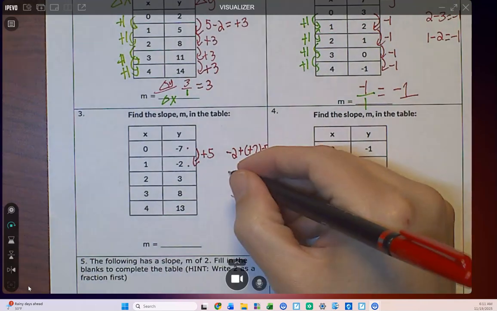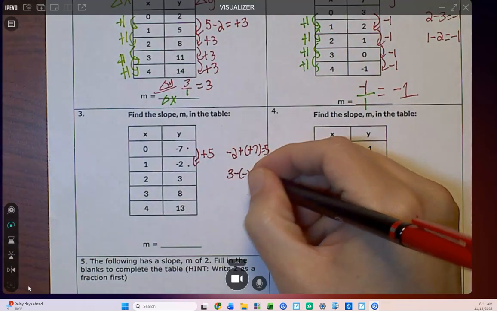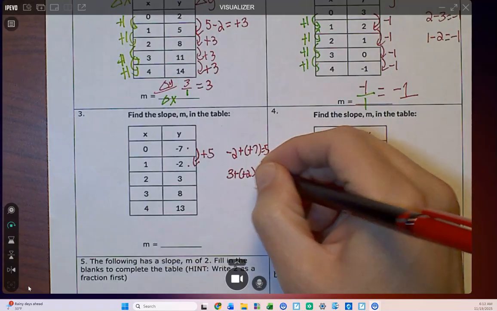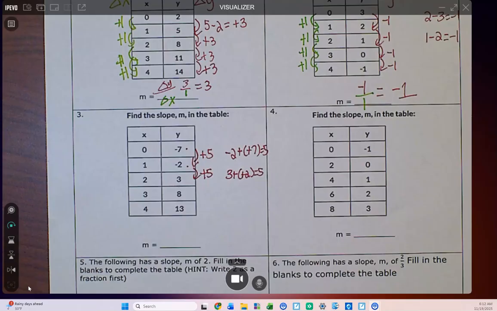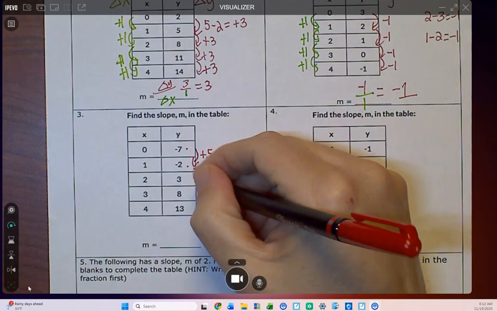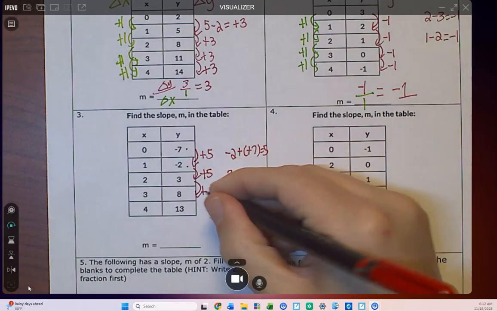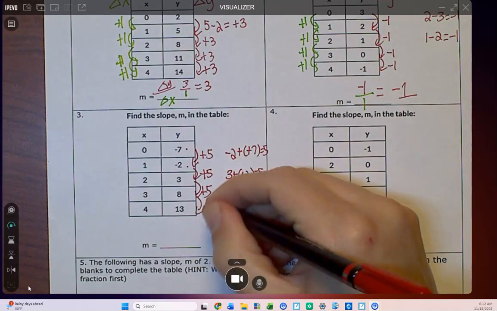And you can see that's where I got that plus 5. And then here, you could do 3 minus negative 2, and again, that turns into 5, so that went up 5. Or think about the temperature was negative 2 and it rose to 3. 8 minus 3 is 5. 13 minus 8, 5.